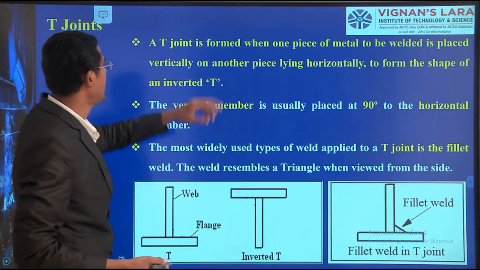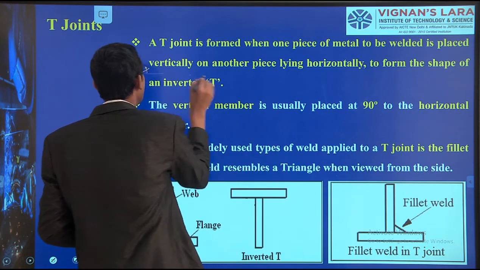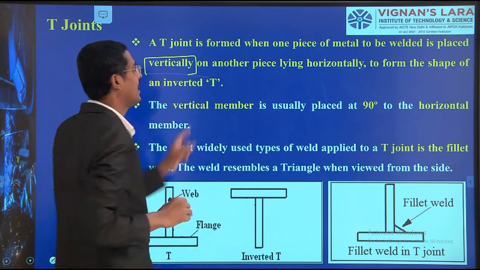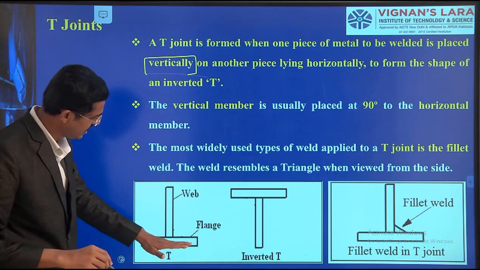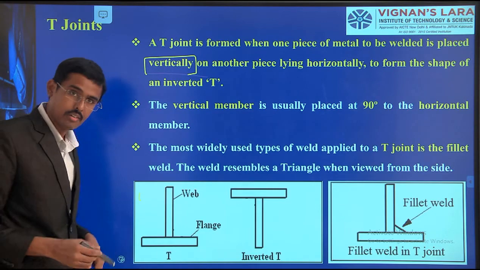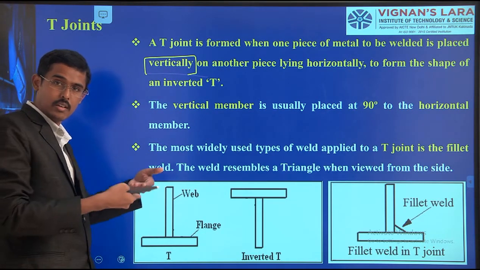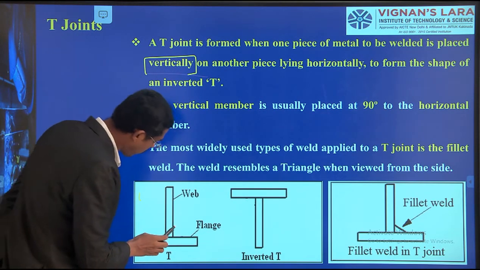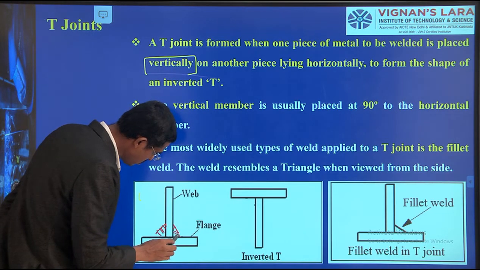A T-joint is formed when one piece of the metal to be welded is placed vertically on the other piece. So I can keep it here like this. One flange is there and I want to keep one more here. Where I can weld here, there, I have not prepared a V-joint. Edge preparation is not done because the weld can be done in this corner. Two corners I can do. So I am making this zone stronger.